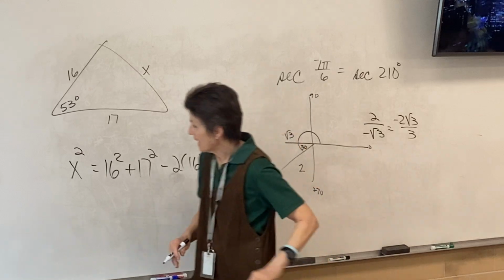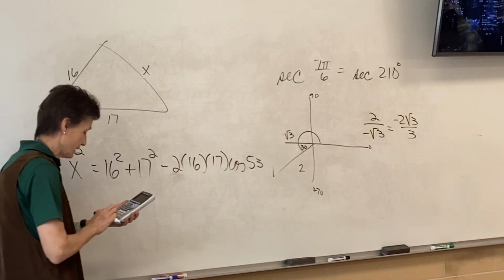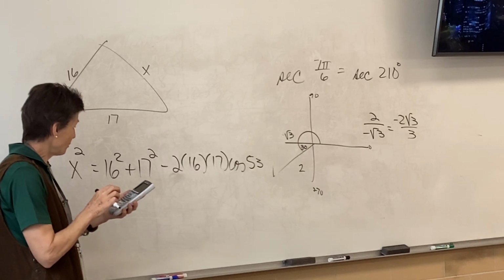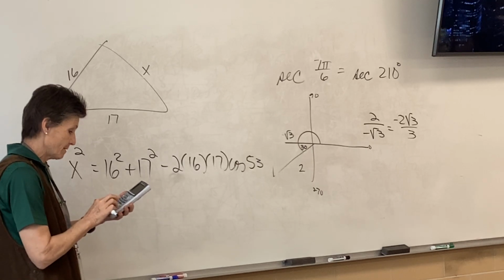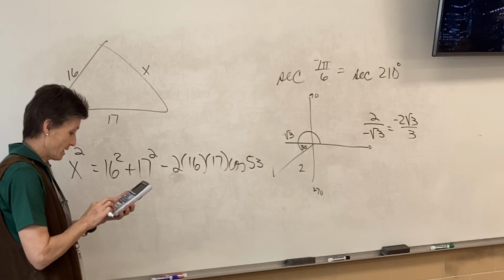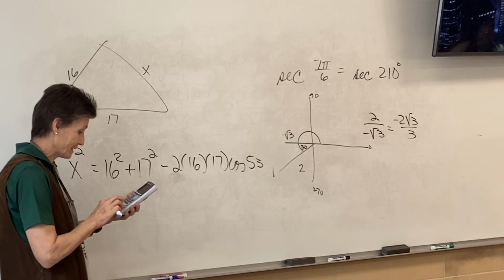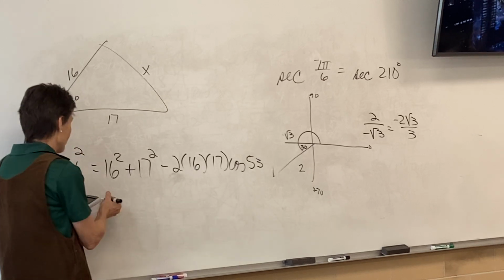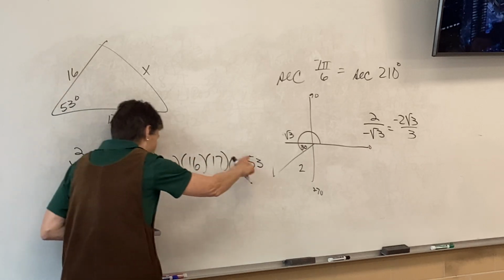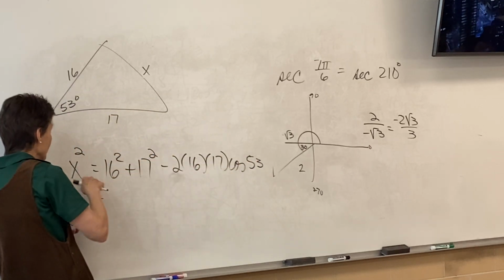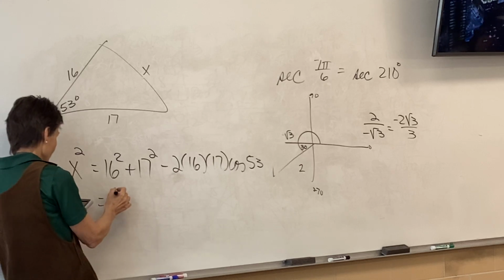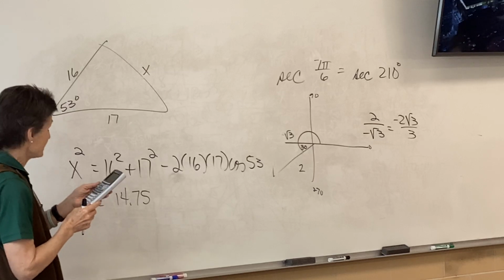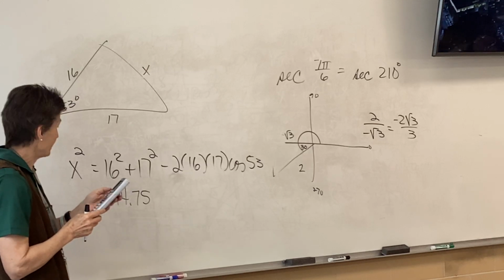All right, now I'm going to type this in on my calculator. And this problem, and I know some of you are so sick of me reminding you of this stuff, but this problem you have got to remember to take the square root, because when you type all that in, which is easy, you're gonna get x squared, so you gotta square root it. And get 14.75.